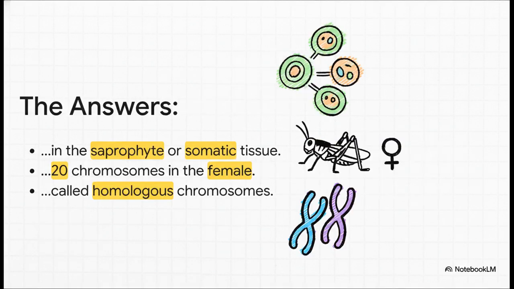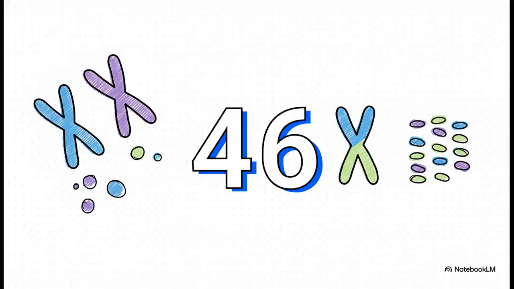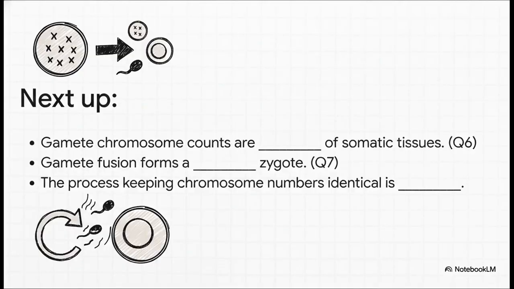And the answers are germ or somatic tissue, 20 chromosomes in the female, and homologous chromosomes. By the way, somatic is just a fancy word for pretty much all the cells in your body, everything except the sex cells. And for us humans, speaking of somatic cells, this is our magic number, 46. That's right, 23 pairs of those homologous chromosomes crammed into nearly every single one of your cells, holding the entire instruction manual for you. Okay, let's keep this round going.